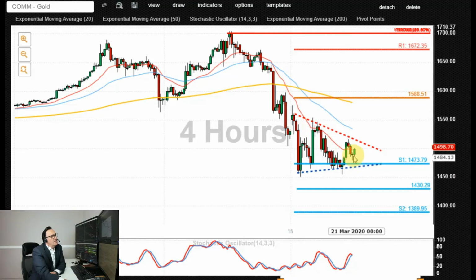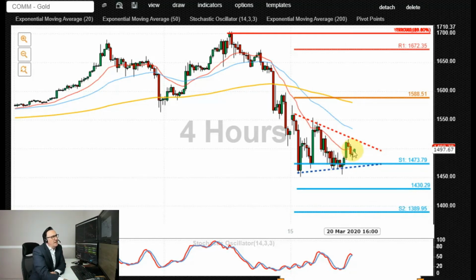So if we see a corrective pullback, a loss of these lows below 1473, 1470, 1465, and a retest of that level from underneath, that would open the way for an extension to the downside, therefore more bearishness, targeting 1430, possibly 1400, 1390 supports to the downside.